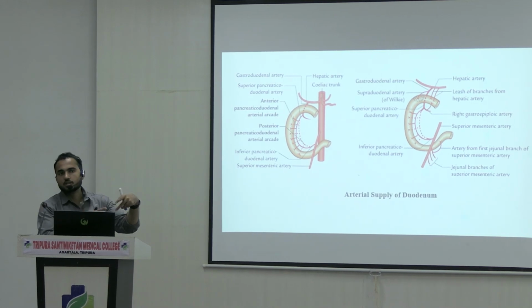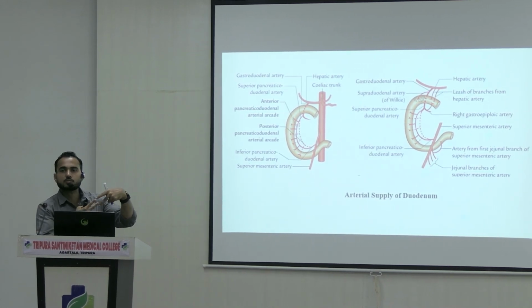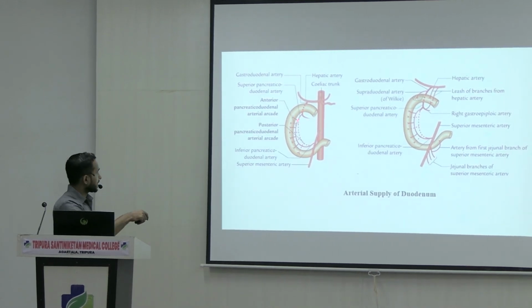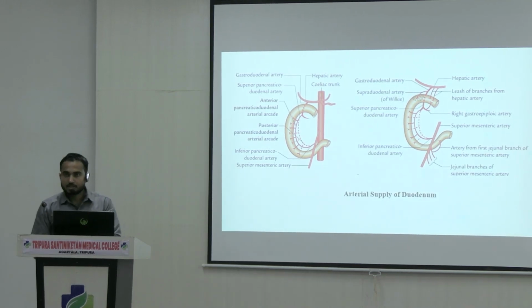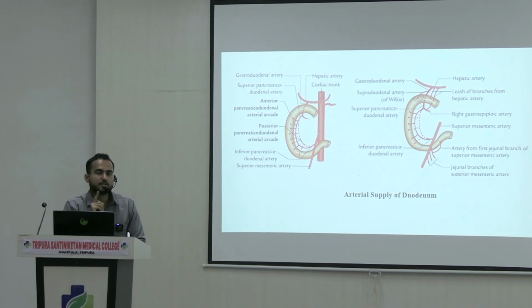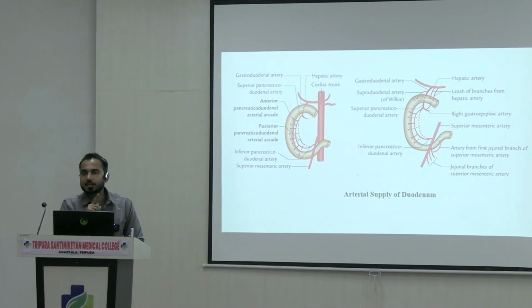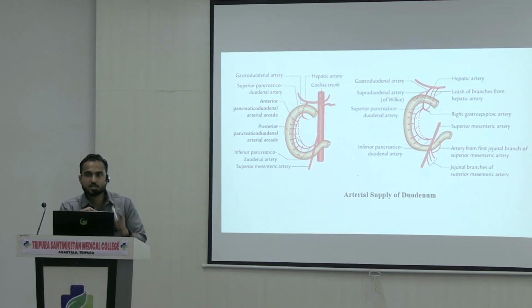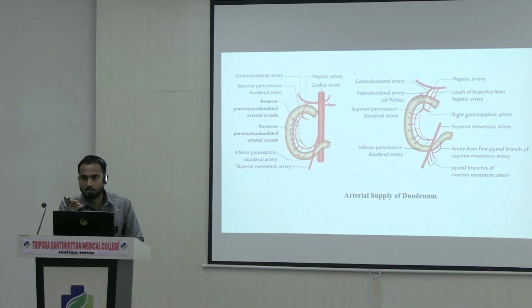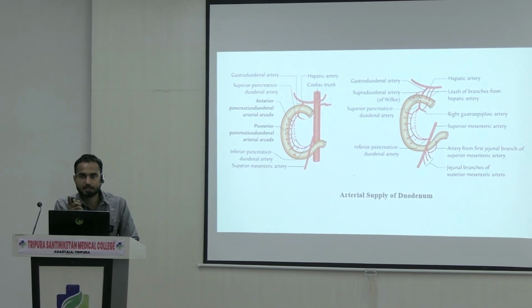Now, this anterior and posterior branch, what will happen? They will anastomose with each other. As you can see, they are anastomosing with each other. From that anastomosis, first we are getting the arterial arcades, or you can also say arch-like arteries, arterial arcades. From that arterial arcades, the straight vessels which are coming out are called vasa recta.